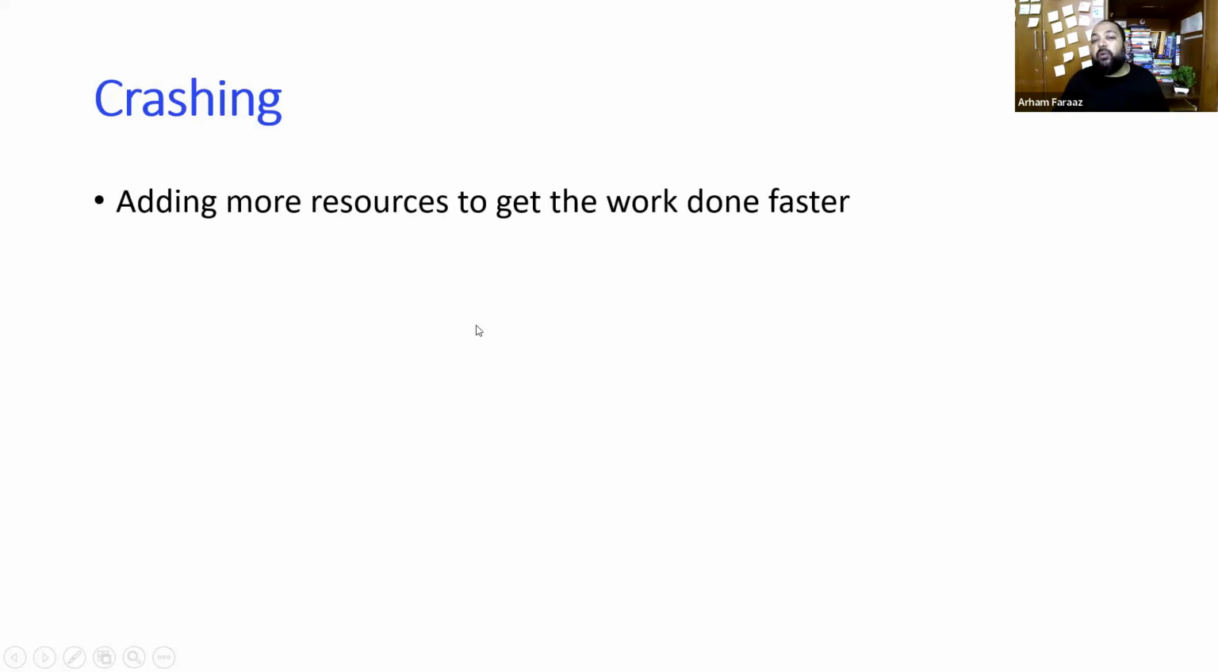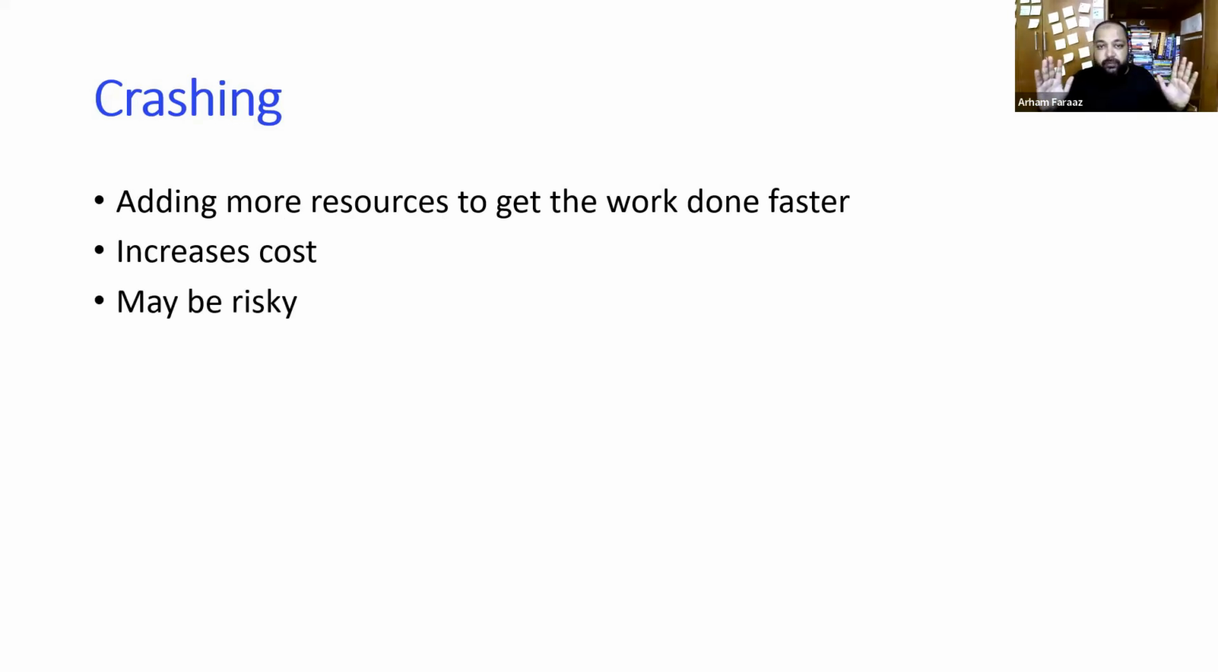The next concept is crashing. Crashing is when you want to reduce the duration of the schedule by adding more people, more resources on the project. So what you're trying to do is add more resources to get the work done faster. It increases the cost. More people, more resources means more cost. It is a little less risky than fast tracking because you're adding more people and there's no overlap or anything like that. But risk is there, though less compared to fast tracking. So that's about crashing. Remember these 2 concepts when you're trying to reduce the schedule duration.